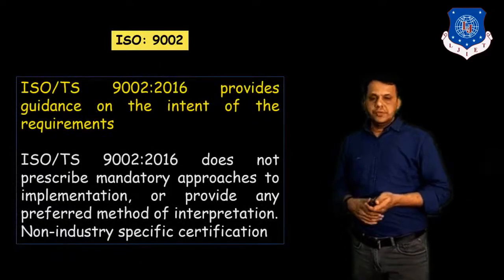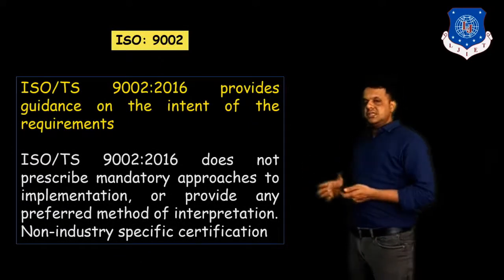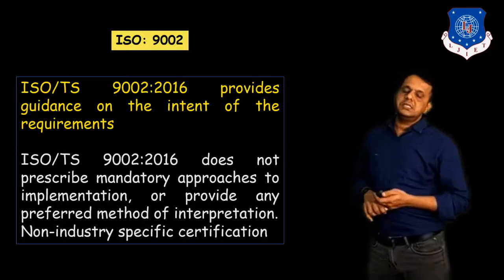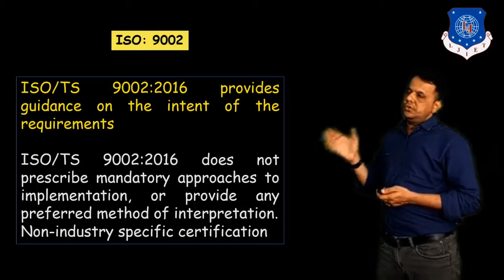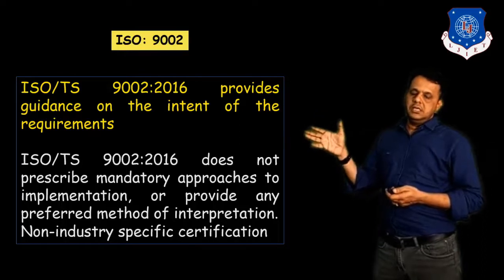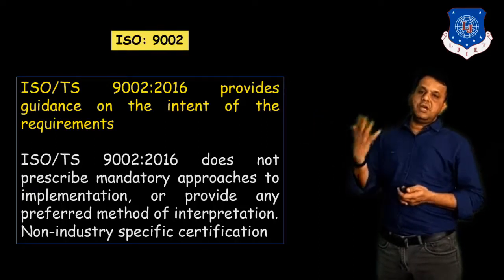Then 9002. So 9002 was last revised in 2016, and it provides the guidelines on the intent of the requirements. Like say, if you want to apply for the 9001, so what is the requirement guideline?